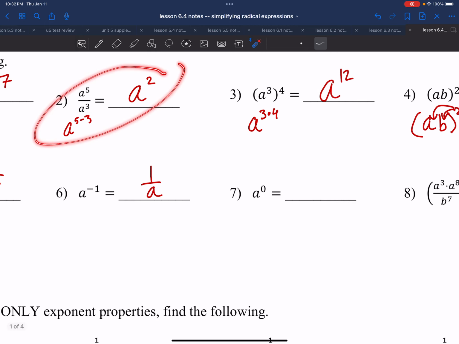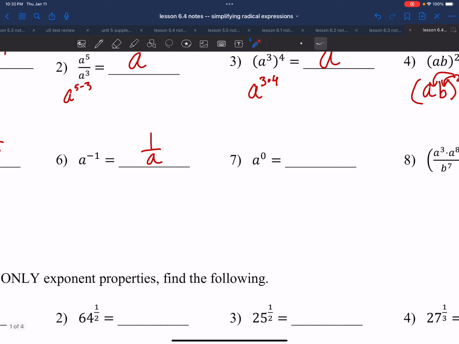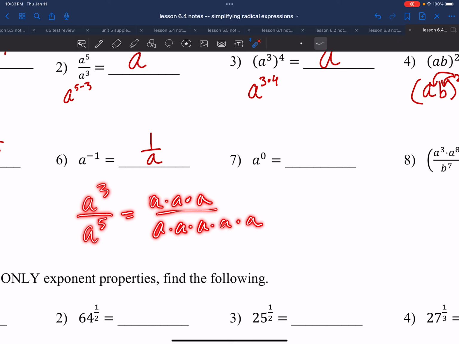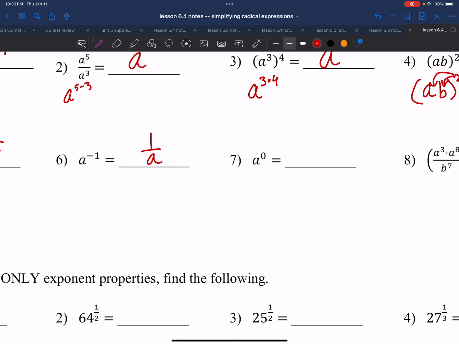Number 2 up here, you see this rule, right? When I divide two things, I subtract. So if I invoke that rule, I'm going to actually flip that fraction. I say a cubed over a to the fifth. What that means is, I've got a times a times a, and then I've got a times a times a times a times a. Three of those a's cancel, and I am left with 1 over a squared, right? So, and I'll just write this so this can stay. This gets me 1 over a squared.